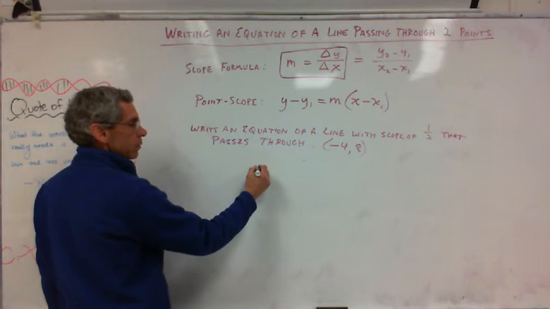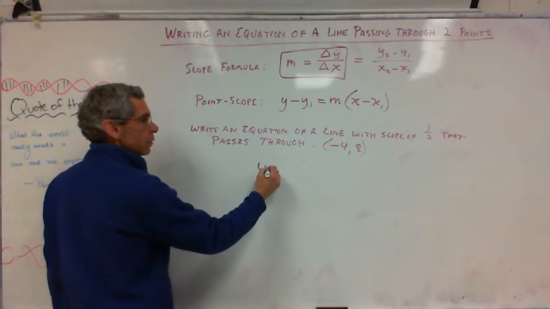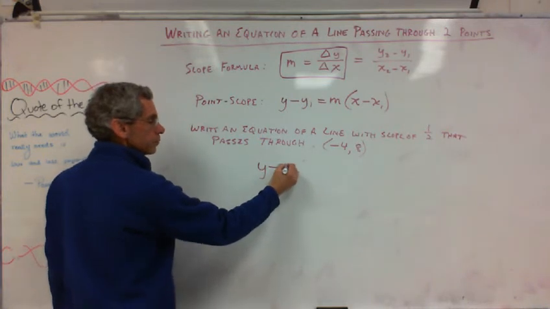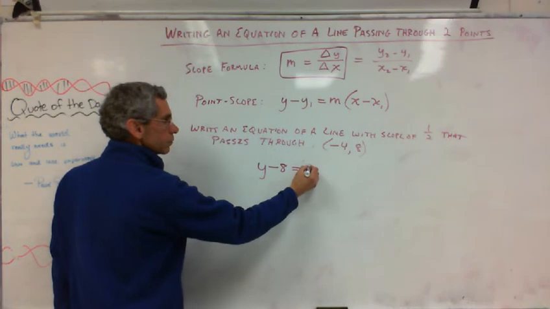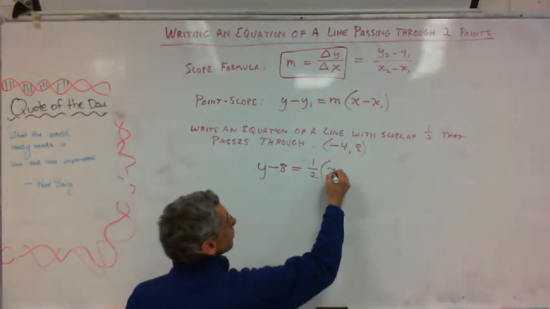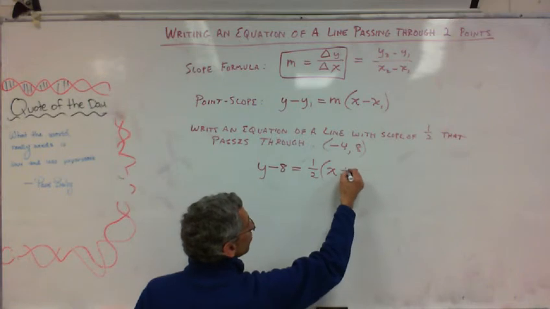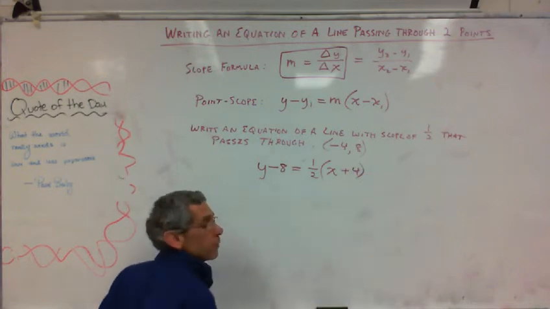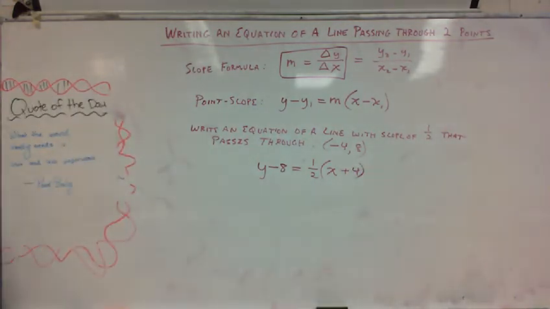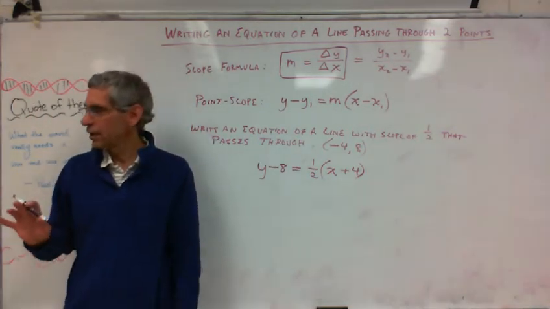It would be y minus 8 equals 1/2 parentheses x plus 4. Right, it'd be minus a minus 4, which is plus 4. Good. So that was easy, right? Everybody knows that. Fist of 5. I just want to know. Everybody's really good at that, right?